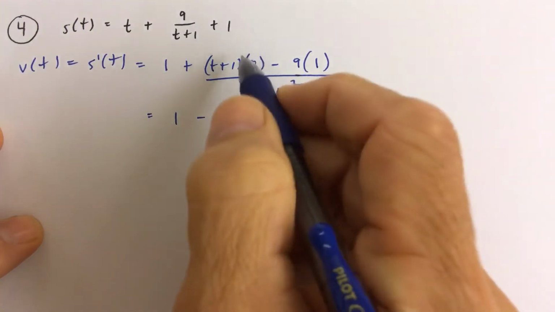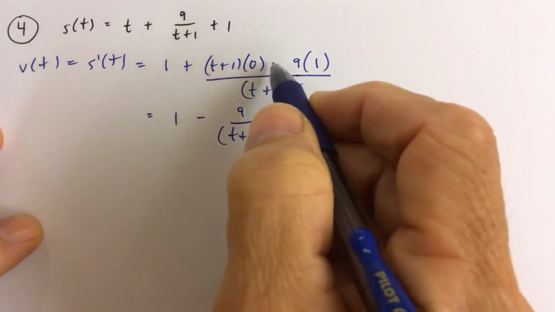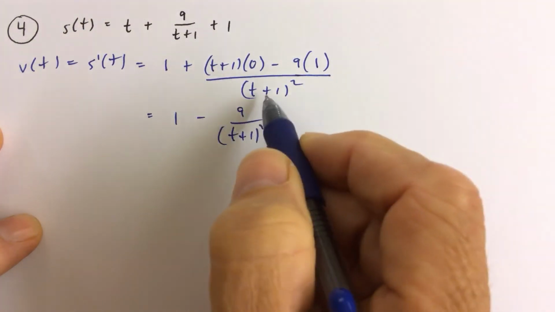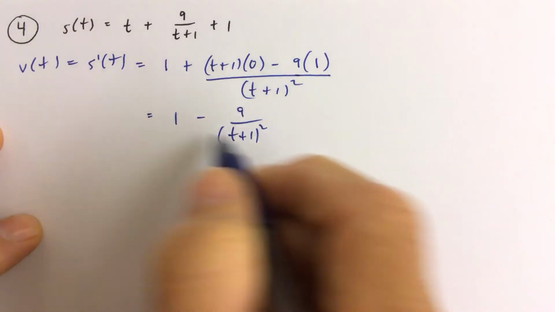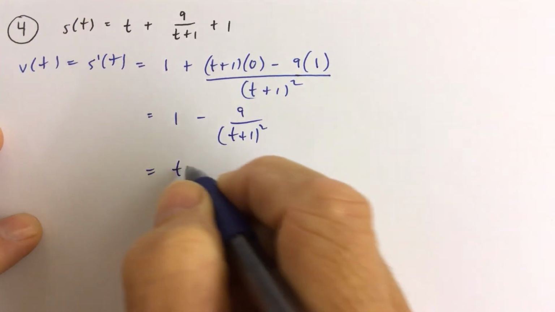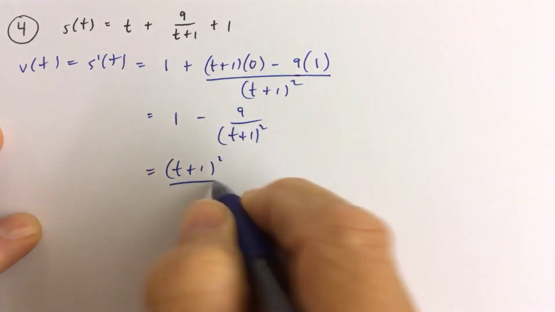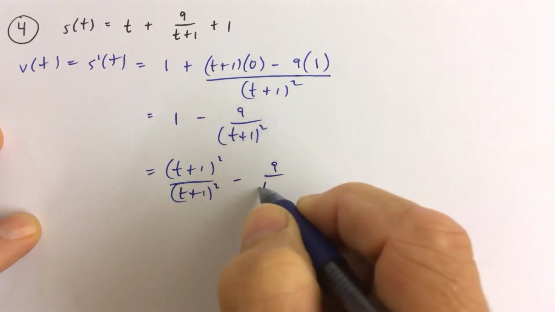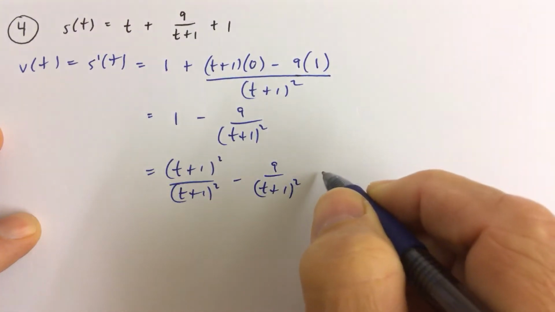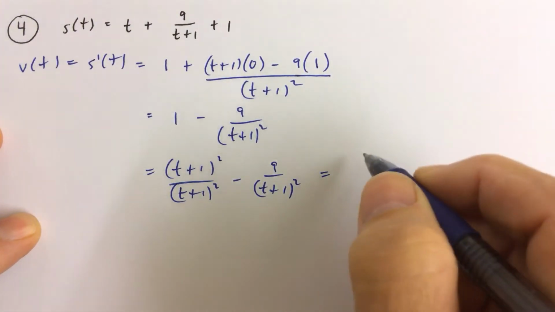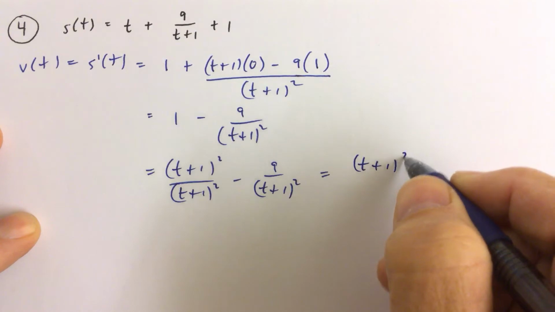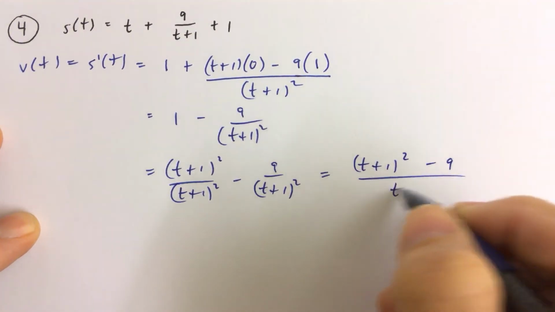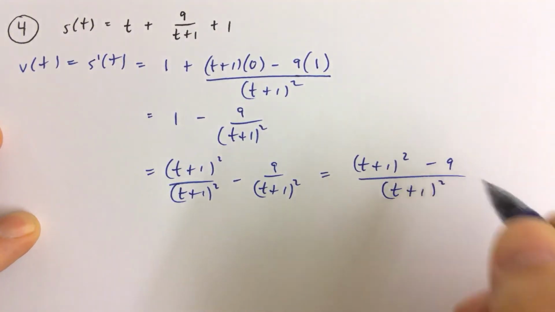So currently, this first term in the numerator goes away, and we have minus 9 over t plus 1 squared. So we need a common denominator of t plus 1 squared. So we have t plus 1 squared over t plus 1 squared, and then minus 9 over t plus 1 squared. So then we combine the numerators, t plus 1 squared minus 9 over t plus 1 squared.